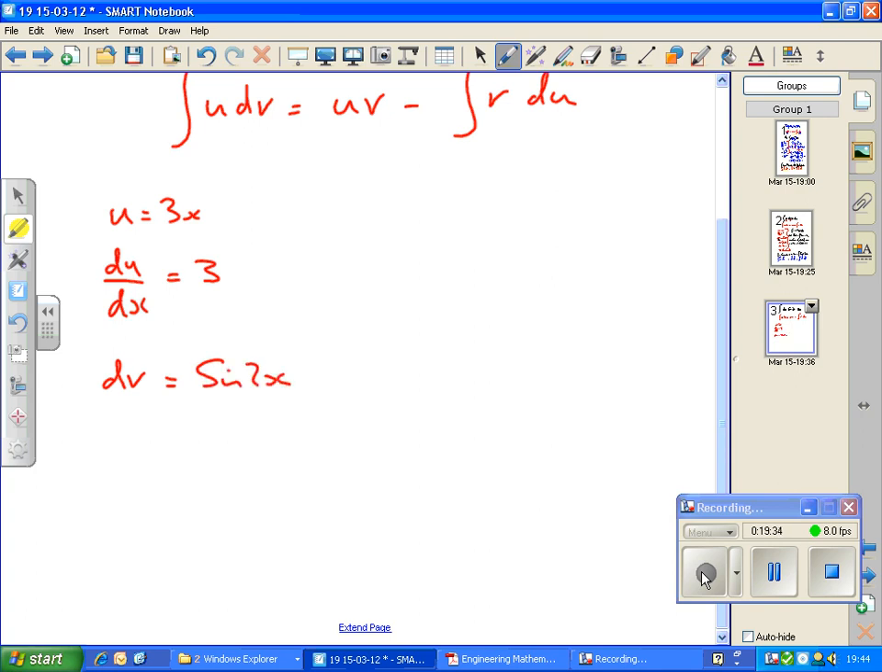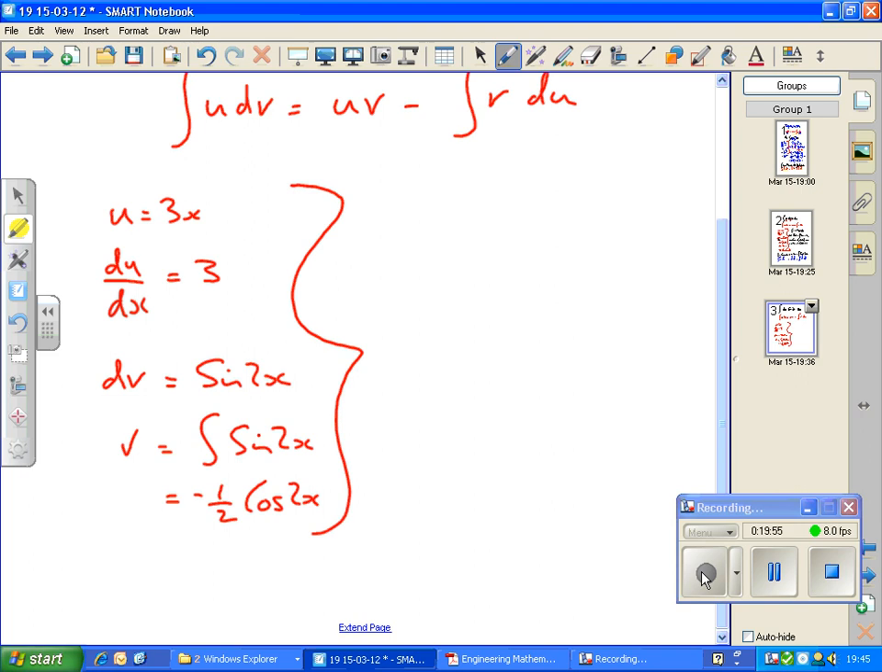So v is going to be the integral of sine 2x, which is, the 2 comes out and goes underneath, sine becomes minus cos, so it is minus a half cos 2x. So, you know, as you were saying, John, once you're more familiar with those little steps, then the easier the rest of it gets, and that only just comes with practice.